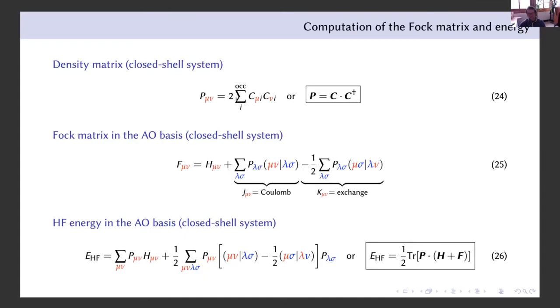So basically, if you have a closed shell system, it's just the sum of the product of the molecular orbital coefficients, okay? And basically when you have this matrix F, that you compute like this, you can compute the energy, the Hartree-Fock energy, just by computing the trace of a matrix product.